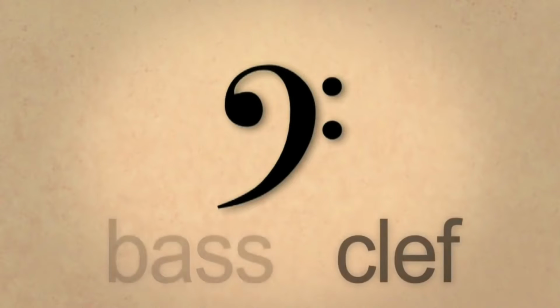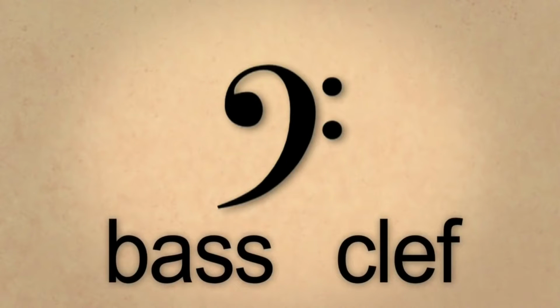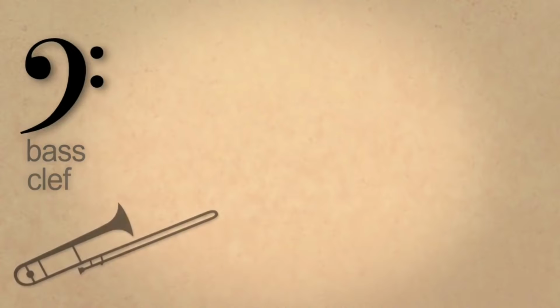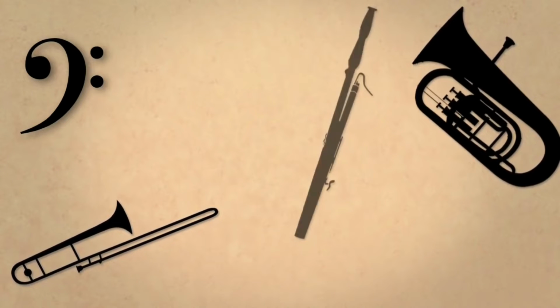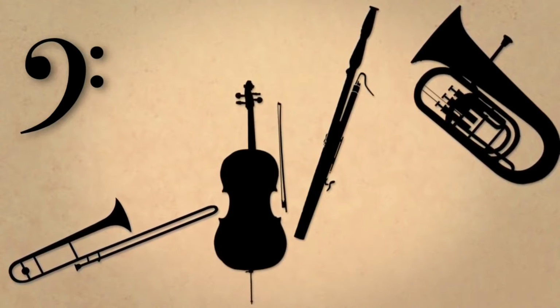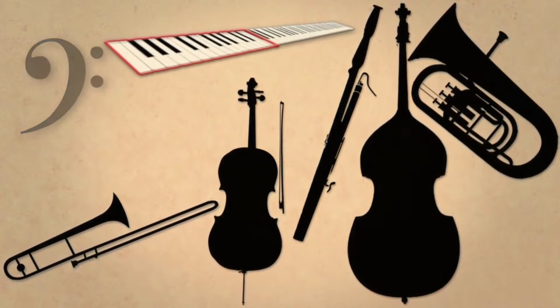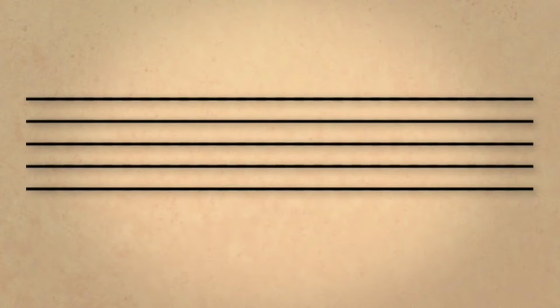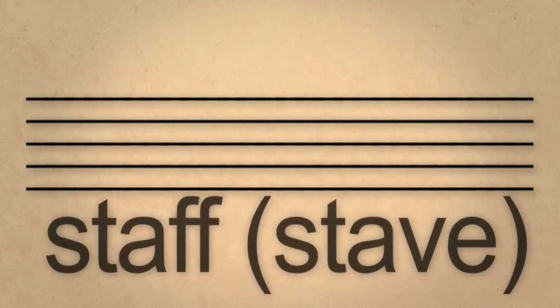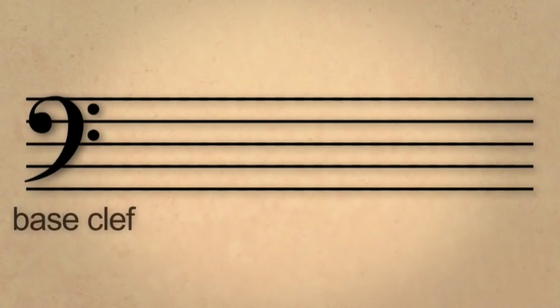The other most commonly used clef is the bass clef, used for the bass instruments like the trombone, tuba, bassoon, cello, string bass, and the bass notes on the piano. First, we begin with the 5 horizontal lines of the staff, and then add the bass clef to the beginning of that staff. The lowest space is an A.